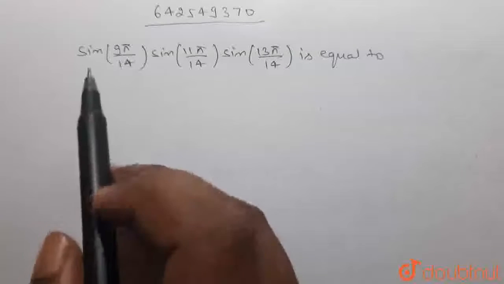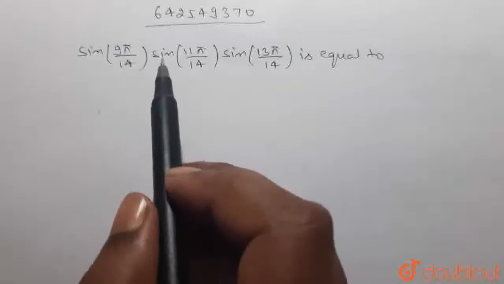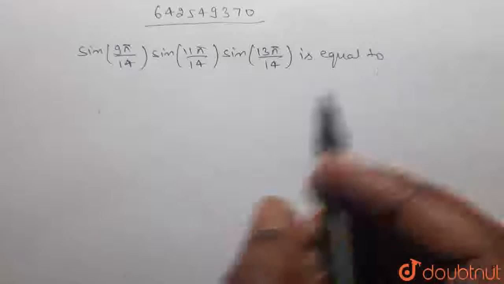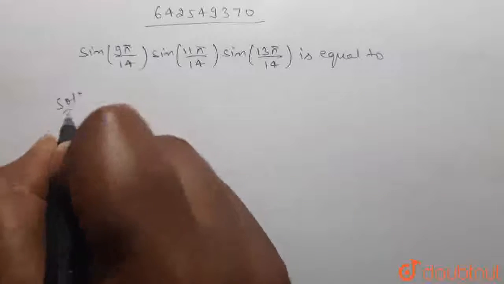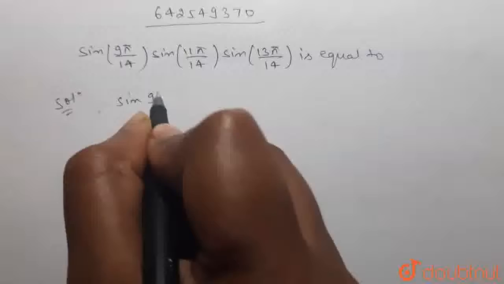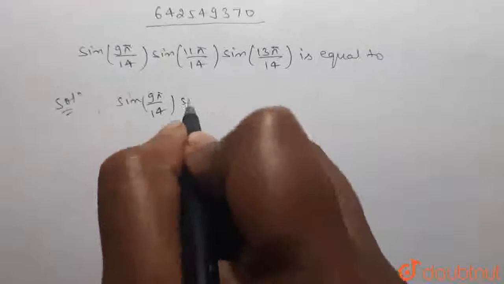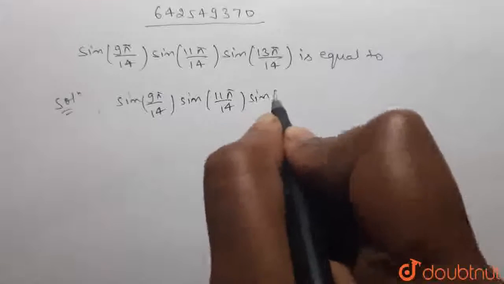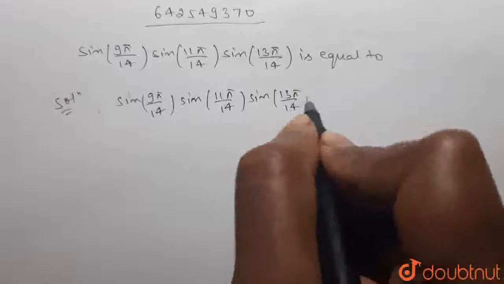Hello friends, question is sin 9 pi by 14 into sin 11 pi by 14 into sin 13 pi by 14 is equal to. So we have to find the value of sin 9 pi by 14 multiplied with sin 11 pi by 14 multiplied with sin 13 pi by 14.